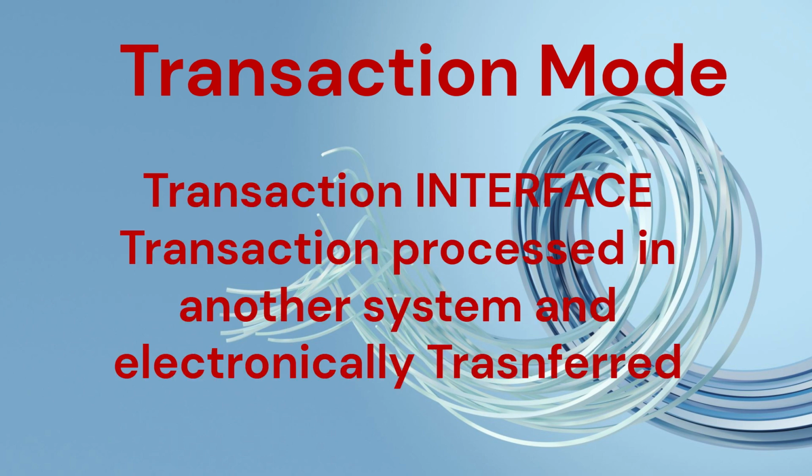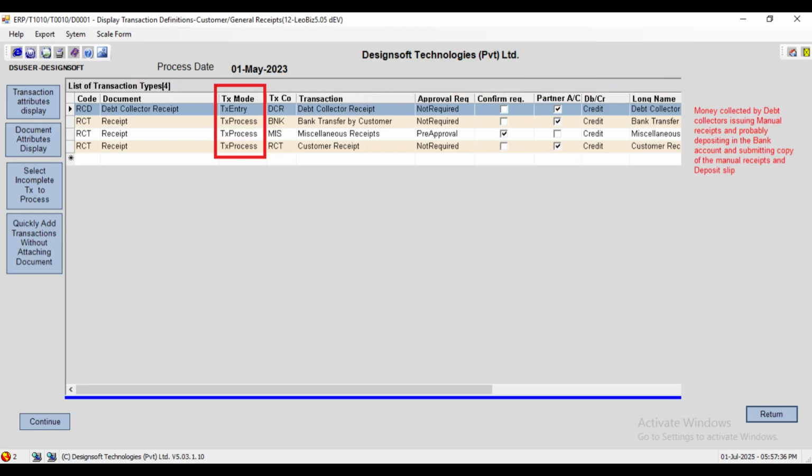In interface mode, the transaction is processed by another function in the system, by another module in the system, or by another system, and transferred to the function electronically. The system supports all three modes, and for each document, the method can be specified in the parameters definition of the transaction type.